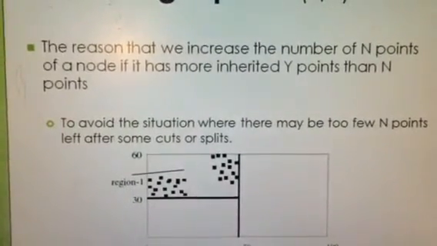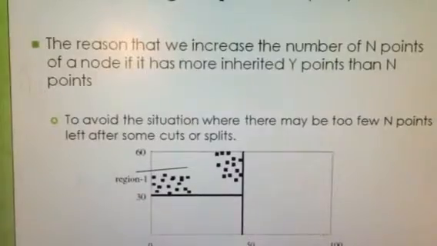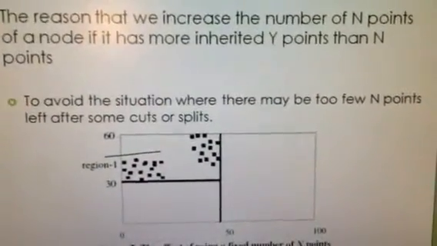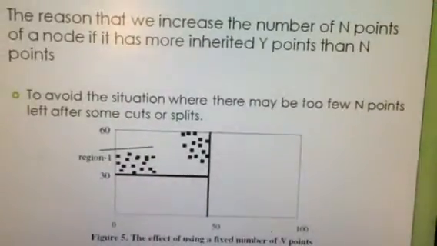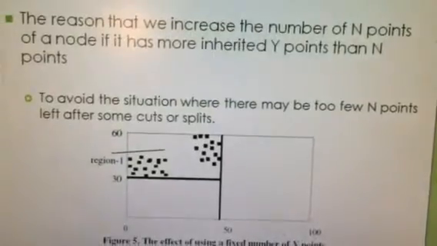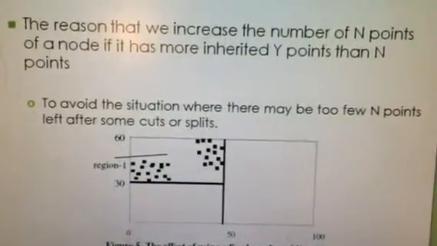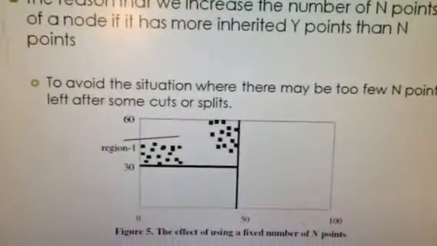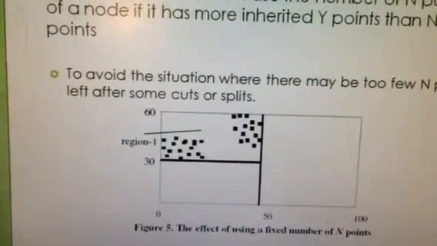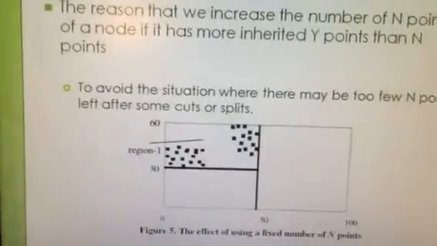The Y points are the points that are not that useful to the clustering. So to avoid the situation where there may be too few endpoints, it's usually left, we leave it after some cuts or splits have been done. So the effect of using a fixed number of endpoints is the figure that you are looking at.